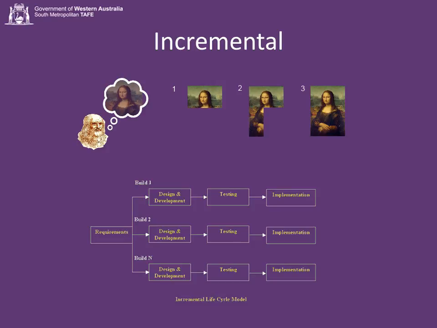The incremental model. This is like multiple waterfalls. The whole project's divided into builds. Each cycle is divided into smaller, more manageable modules. Top-down design. Working software is produced in the first module, early in the project phase.